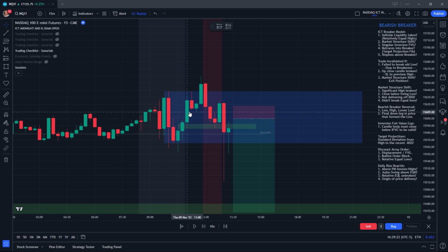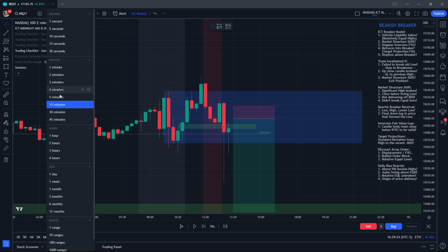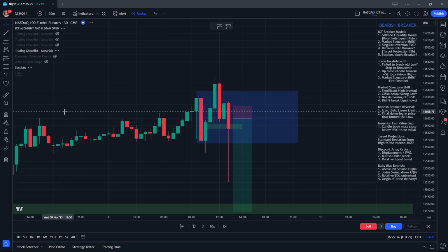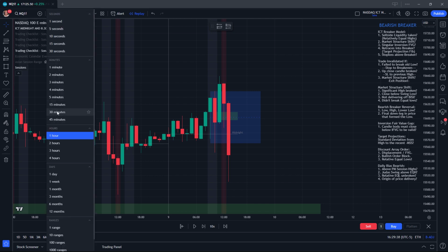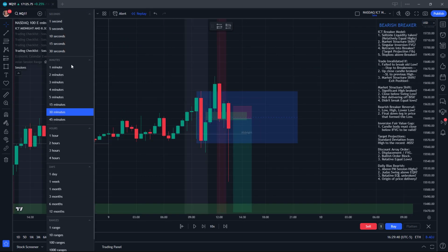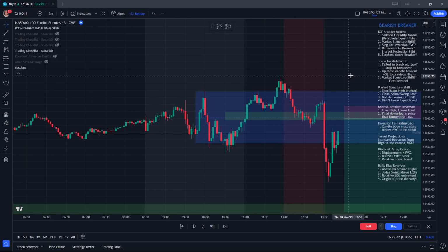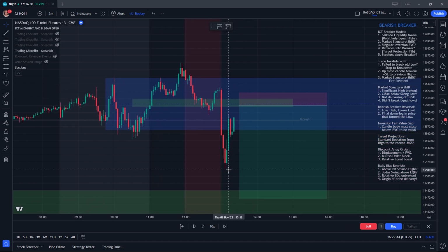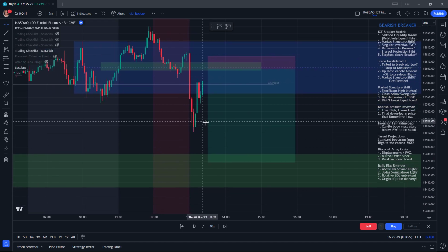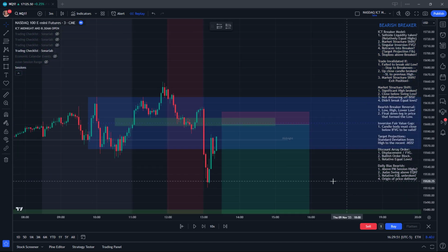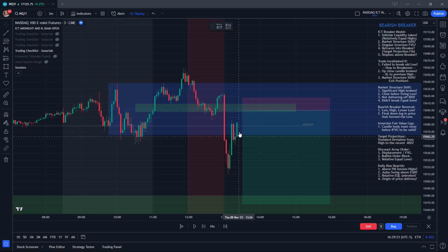But we have two inversion fair value gaps, so we have to go to, say, 30-minute. At this point they become one. Then let's go up to an hourly. Okay, it disappears on an hourly, so we'll use the 30-minute. And we'll come back down to the 3-minute. Price has left the breaker. Now at this point, we have a narrative. Price is going to come down to here, but there is a reason for it to come back to here.